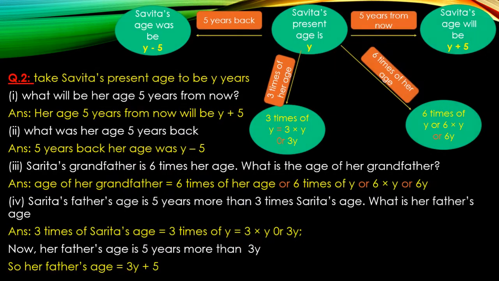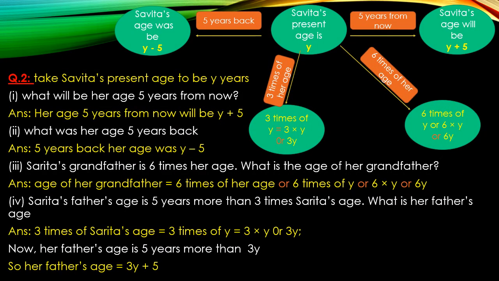This is another question from the NCERT book. Question is, take Savita's present age to be Y years. So what will be her age 5 years from now? Now 5 years from now her age will be Y plus 5. Y is the present age and 5 years from now her age will be Y plus 5.